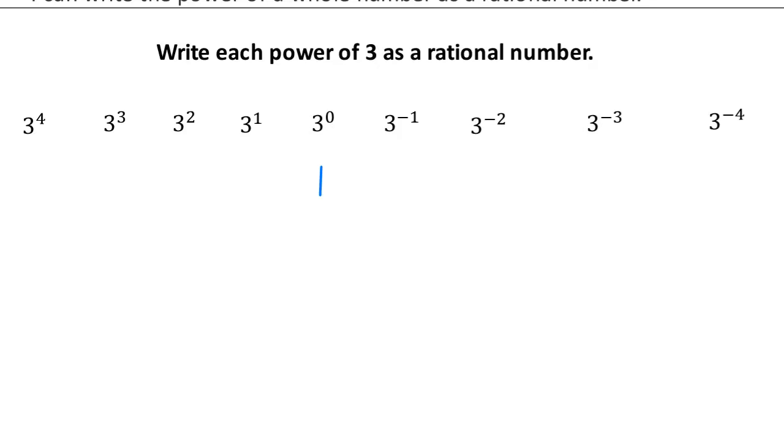3 to the first power is just 3. 3 to the second is what? 3 times 3 is 9. And 3 to the third, we're going to multiply by 3 again. 9 times 3 is 27. And 3 to the fourth is times another 3. So what's 27 times 3? 81. Good.